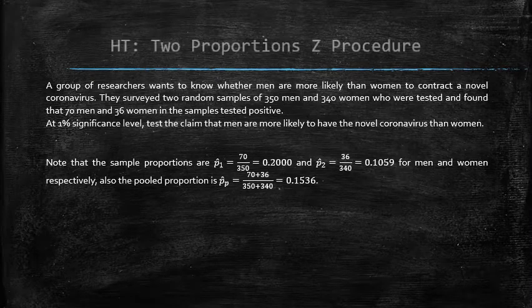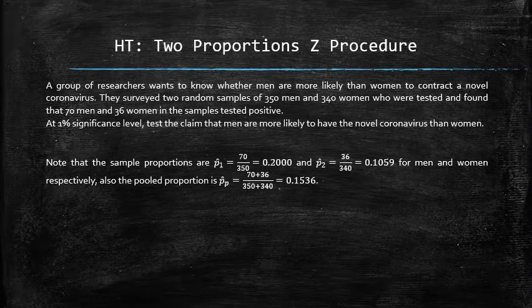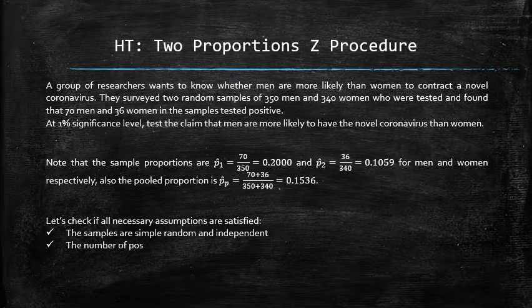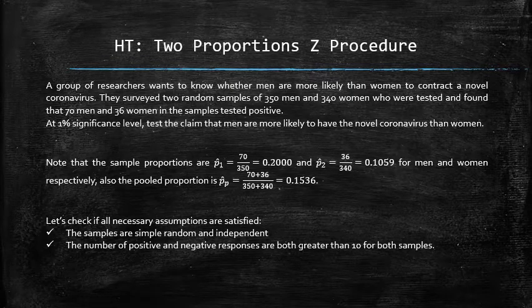Before we begin the two proportions Z procedure, let's check if all necessary assumptions are satisfied. The samples must be assumed simple random and independent. If not, then the results of the test are invalid. The central limit theorem must be applicable, so the number of positive and negative responses must both be greater than 10 for both samples.